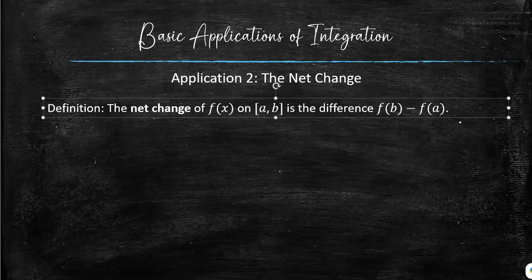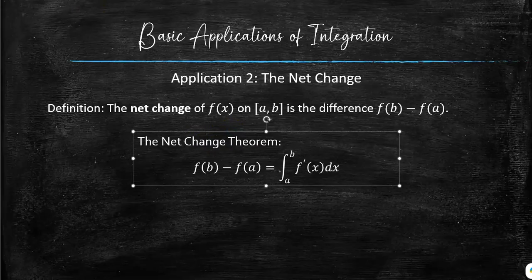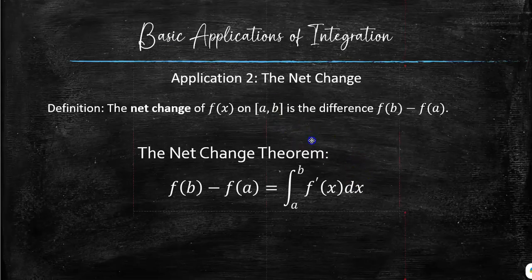However, we're revisiting this concept, and now that we know integrals, we produce what's called the Net Change Theorem that says if the function is integrable, then the net change is this. The Net Change Theorem offers an alternative way for finding the net change, obviously. We don't have to use the definition. We can actually now use the integral.